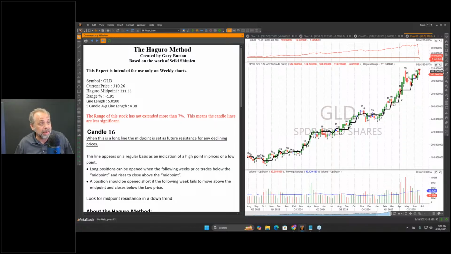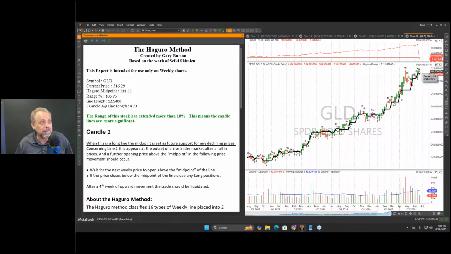This is a candle 16 so far this week. Since it's a candle 16 so far this week, I'm going to actually move to the last completed week, which is this number 2. Okay. I was going to say the range is extended more than 10%. That means the lines are more significant. I guess I'll talk about this now. Okay. One of the things that Seiko talks about is as we get more extended into trends, the more significant the candle meanings are.